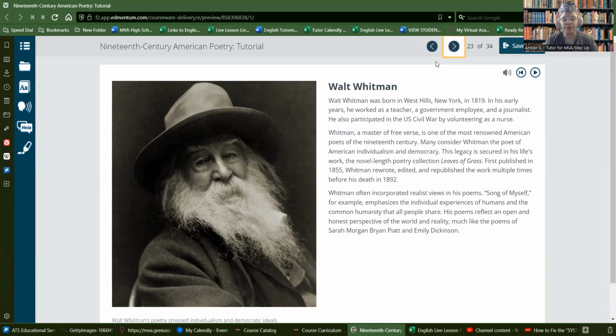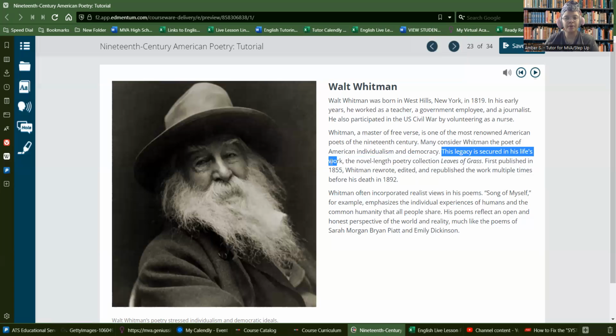So he's one of the most renowned, that means well-known, American poets of the 19th century. Like if you did a Google search on Walt Whitman, you would find a lot of information. And a lot of people consider him to be a poet that represents American individualism and democracy, because he was a very strong proponent or supporter of people coming together to form the values of America. It says here that the legacy of that is secured in his life's work. Absolutely. It's almost impossible to read anything of his without getting that kind of vibe.